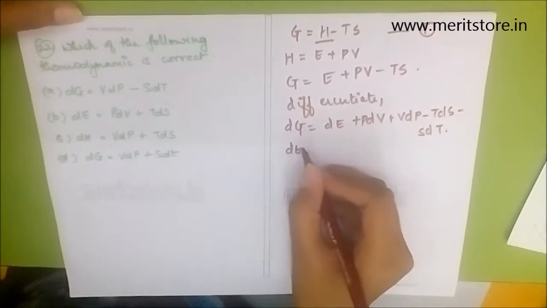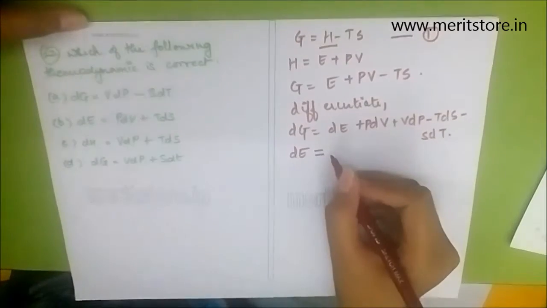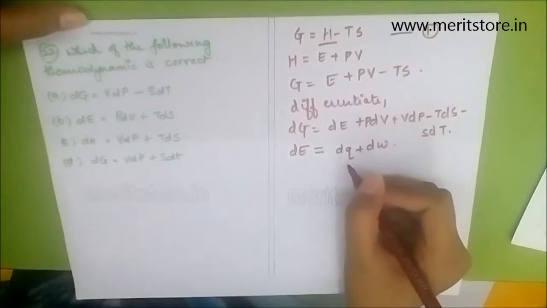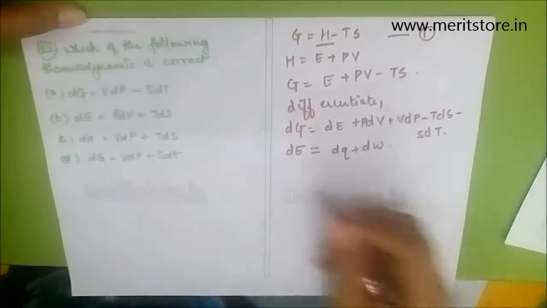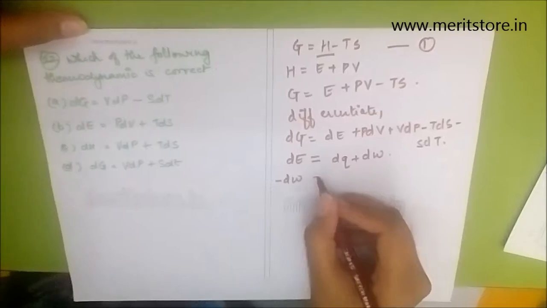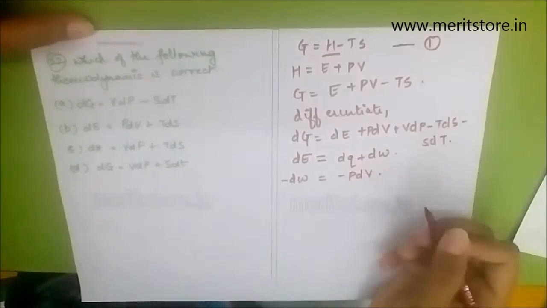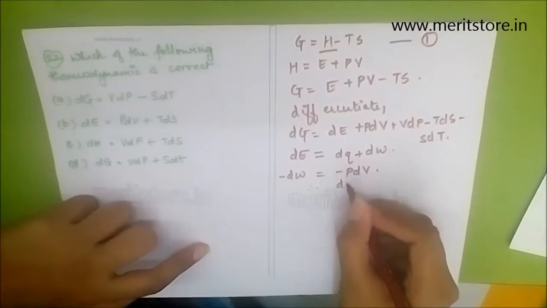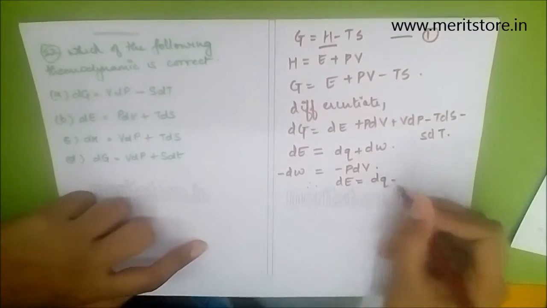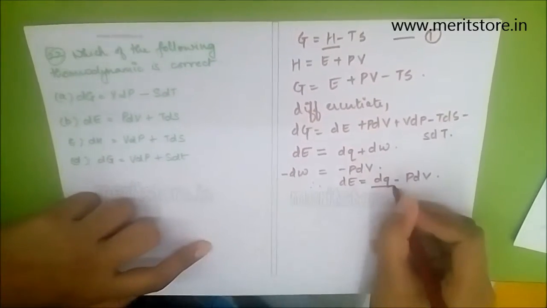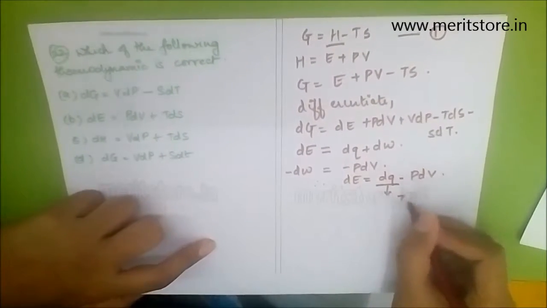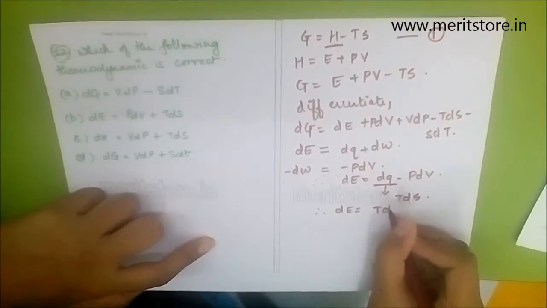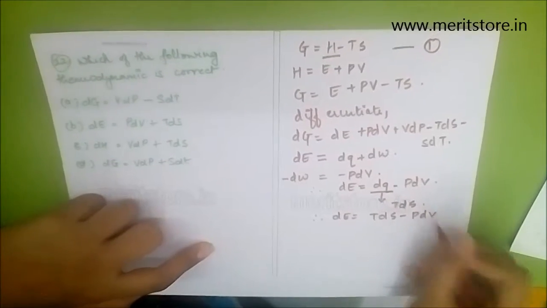Now as we know, dE is also given by dQ plus dW, that is the heat involved and the work done. Now dW in expansion is minus PdV, that is the work done. Therefore, dE becomes dQ minus PdV. dQ, that is heat, is also known as TdS. Therefore, dE becomes TdS minus PdV.